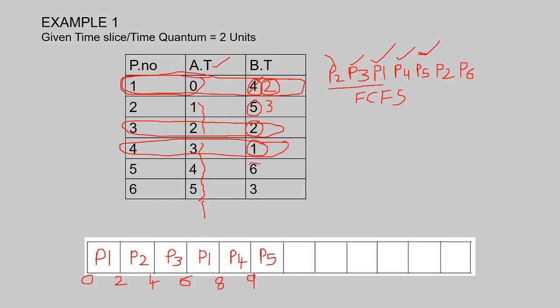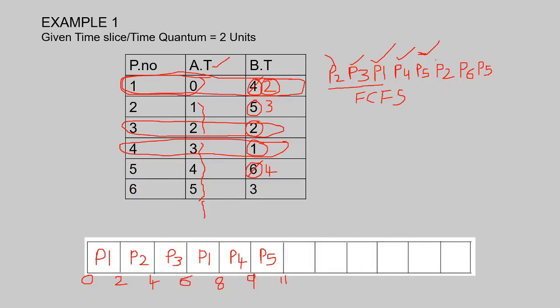So P5 is going to take 6 units. Now every process is given 2 units. So out of 6, it has completed 2 units, which means still 4 units are remaining here. So 9 plus 2, how much? 11. Now P5 has not finished its execution, so send it back to the queue now.